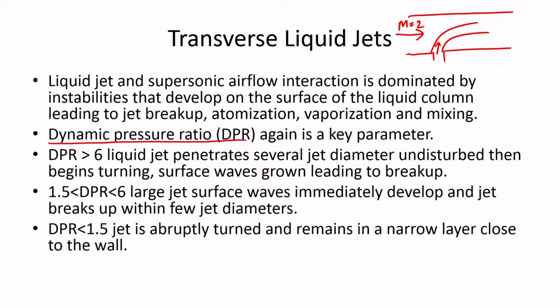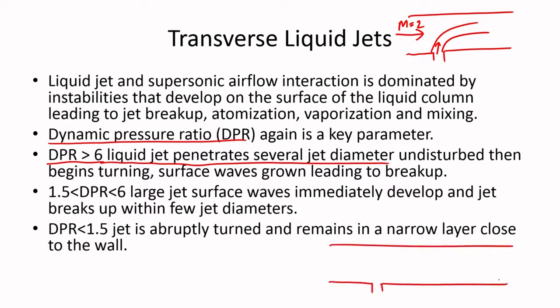Now, what research suggests is that if the DPR, the dynamic pressure ratio, is greater than 6, that is, if the dynamic pressure of the liquid jet is very large compared to that of the supersonic air, then the liquid jet penetrates several jet diameters. It is easy to understand: suppose you are considering a scramjet and you are injecting the liquid jet here, and this is your Mach 2 flow. If the jet momentum is very high, of course it will penetrate much deeper. If the jet momentum is weak, it will bend like this. What I mean to say is that if the liquid jet momentum is much higher compared to the airflow momentum, then it will proceed in this manner. If the liquid momentum is weaker compared to the airflow momentum, then it will stay close to the wall.